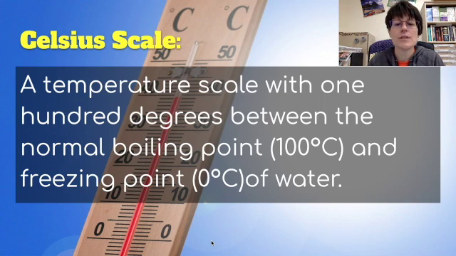And it's just easy numbers to remember that 0 is freezing and 100 is boiling, unlike the Fahrenheit scale where freezing is 32 degrees Fahrenheit and boiling is 212. So just much easier to remember. That's why we use it in science class.